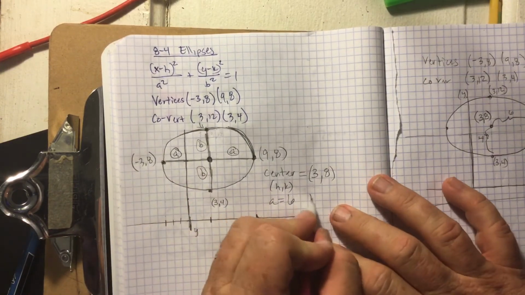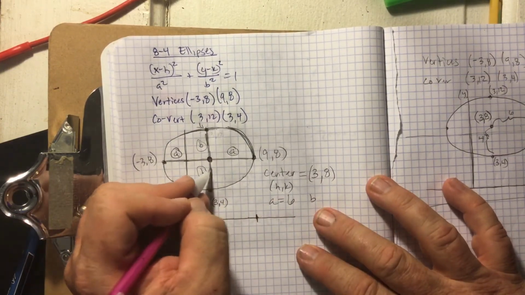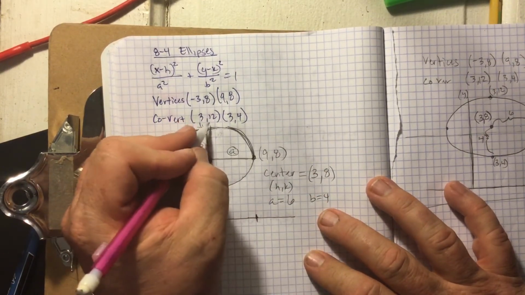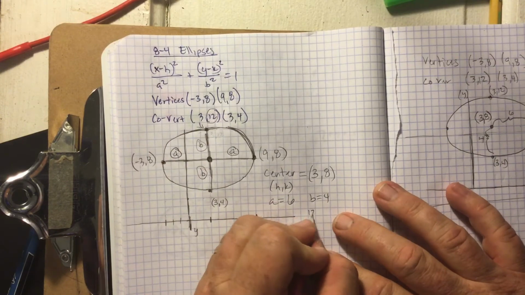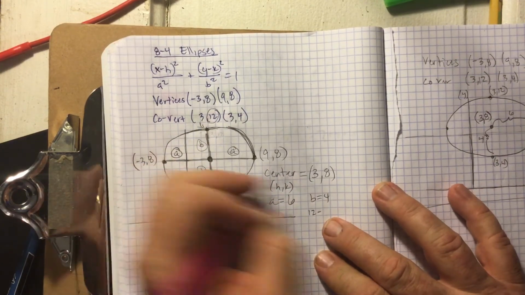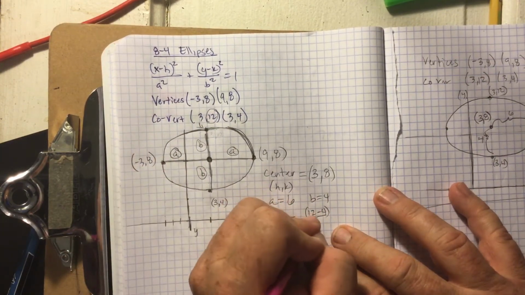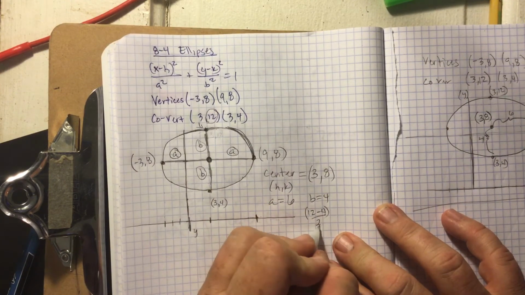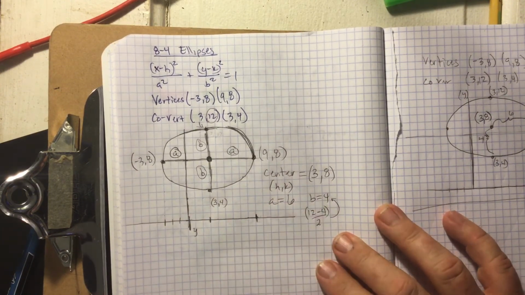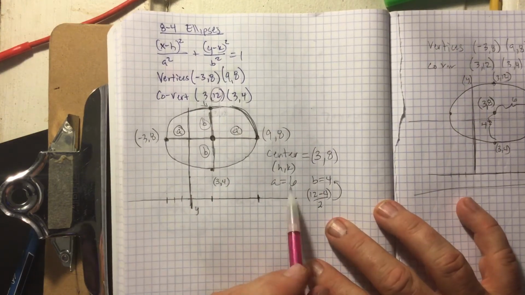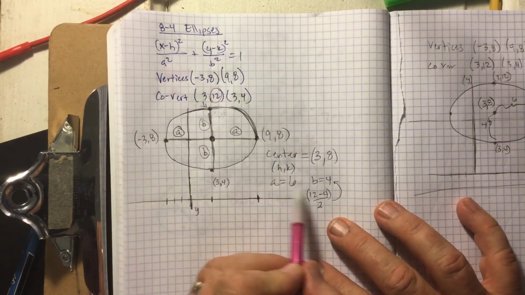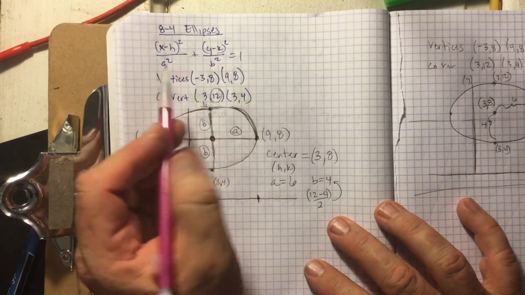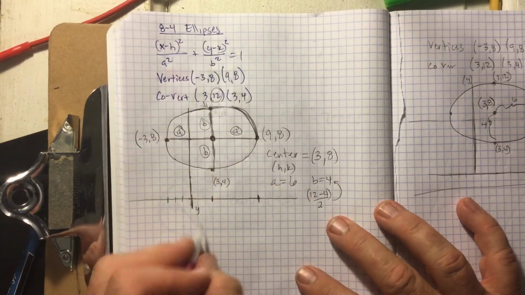I'll do it for B. My B, if I count it, I go 1, 2, 3, 4. My B is 4, or I could take my Y value, 12, subtract 4, and divide by 2 to find the midpoint. Well, 12 minus 4 is 8, divided by 2 is 4. So a couple different ways to find that. So I've got my H, my A, my K, and my B. So we just plug them in.